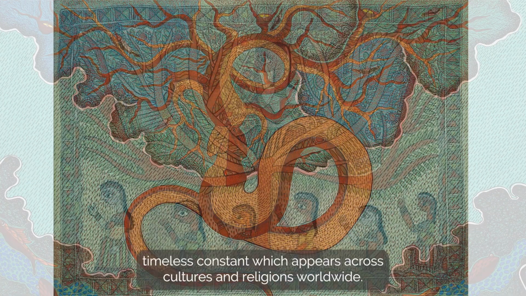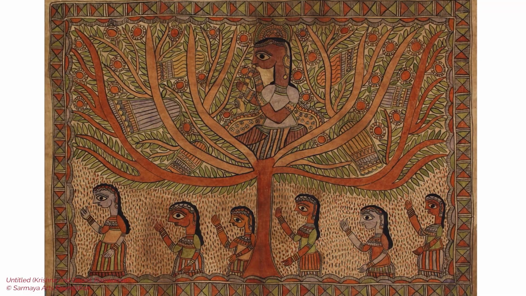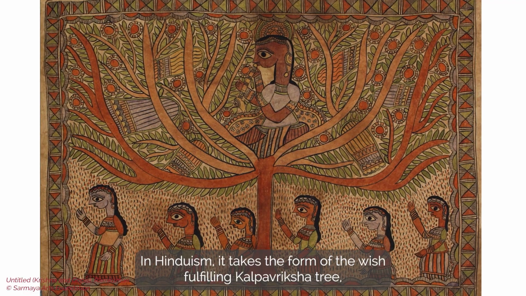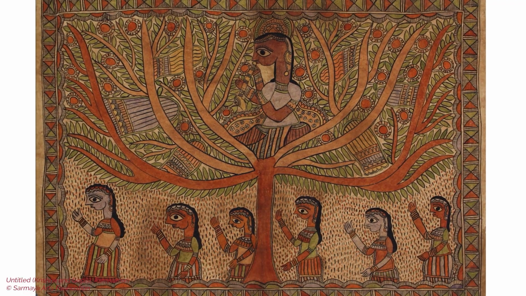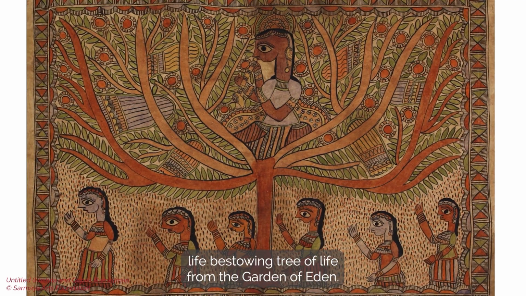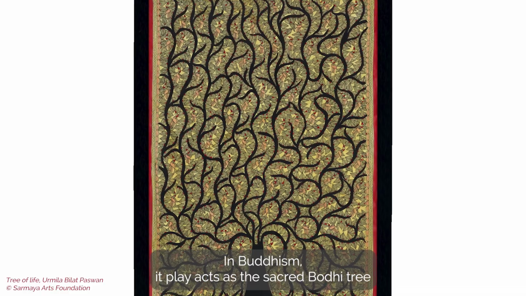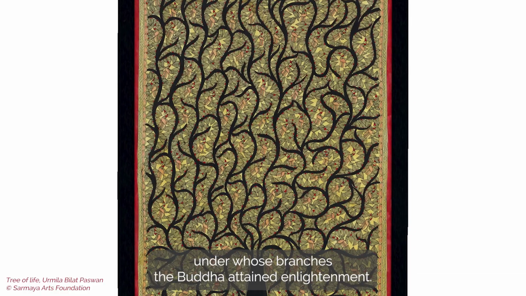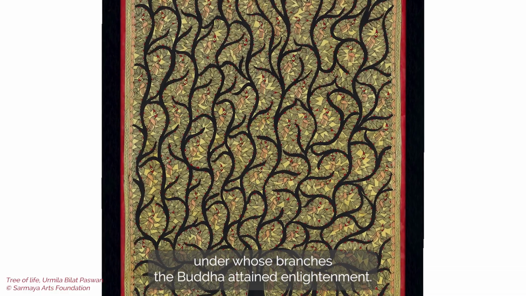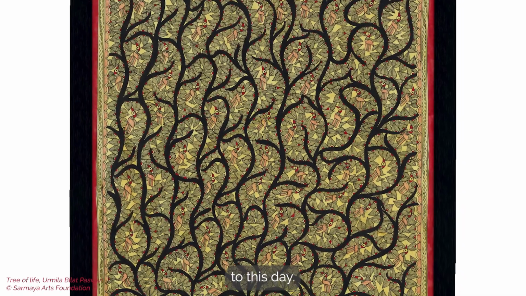The tree of life is a timeless constant, which appears across cultures and religions worldwide. In Hinduism, it takes the form of the wish-fulfilling Kalpavriksha tree, while in Christianity, it morphs into the eternal life-bestowing tree of life from the Garden of Eden. In Buddhism, it plays the sacred Bodhi tree, under whose branches the Buddha attained enlightenment. And this universal idea continues to be the muse for artists to this day.